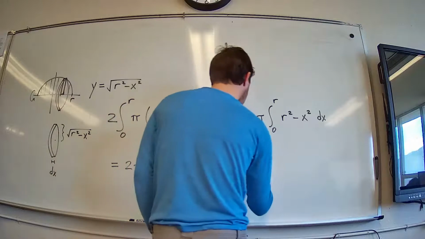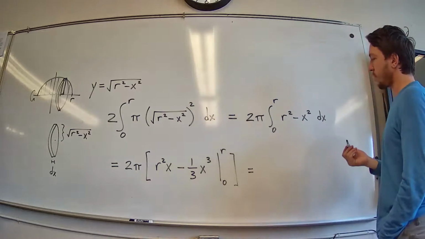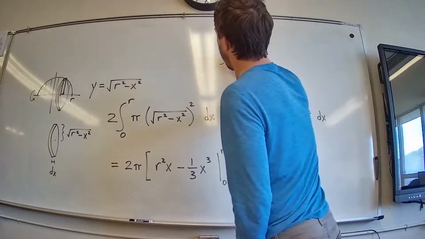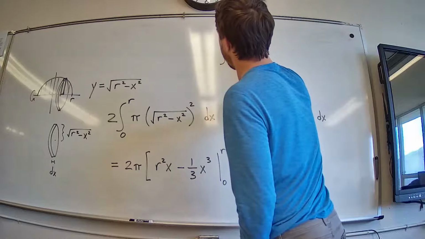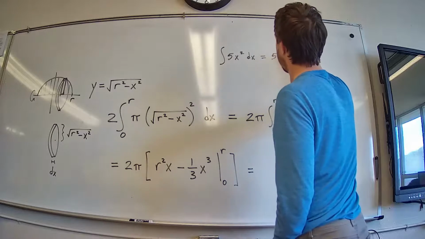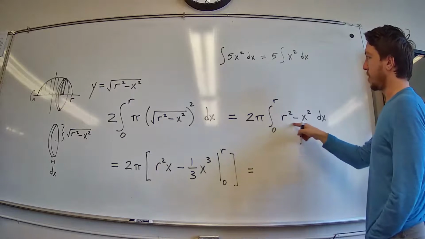I thought if it's a constant, you could put it on the outside. Well, if it's multiplied, yeah. For example, the integral of 5 times x squared is the same as 5 times the integral of x squared. What we have here is more like an addition.